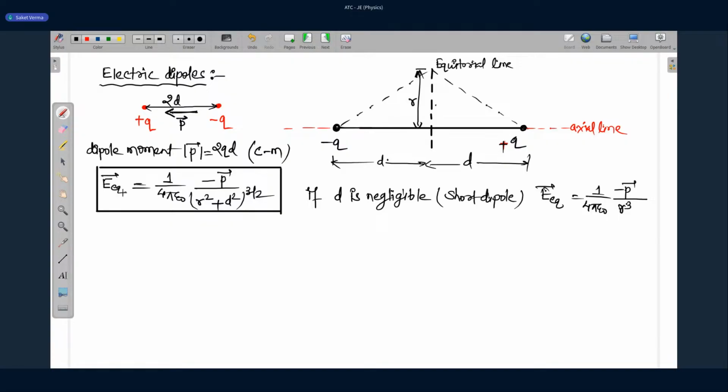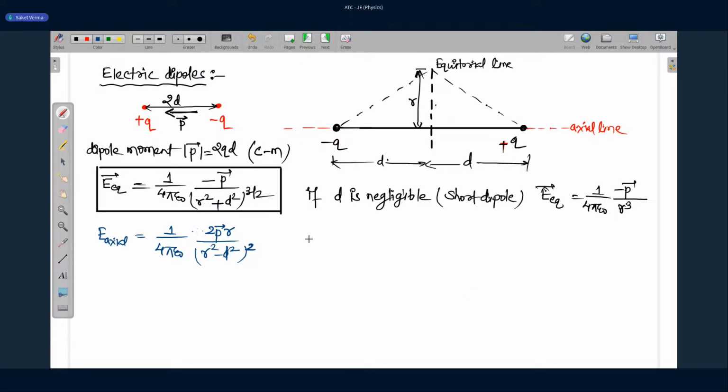Now let's calculate the electric field at the axial point. It is just twice the equatorial: 1 upon 4 pi epsilon naught, 2pr, where p is the dipole moment, a vector quantity, divided by r square minus d square, whole square.